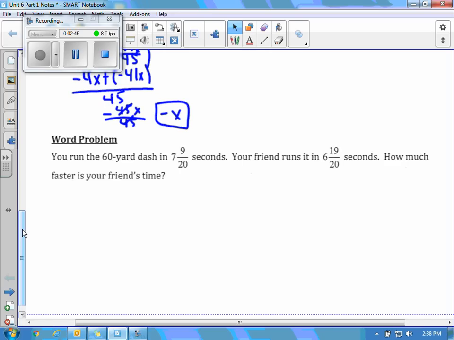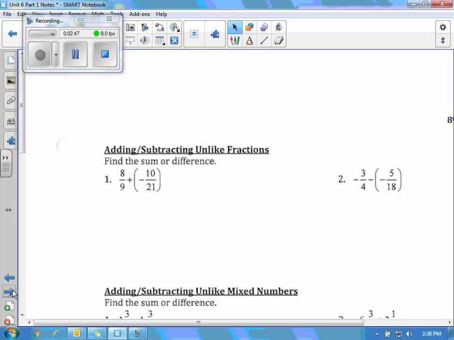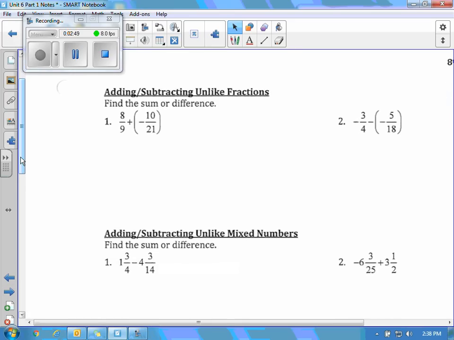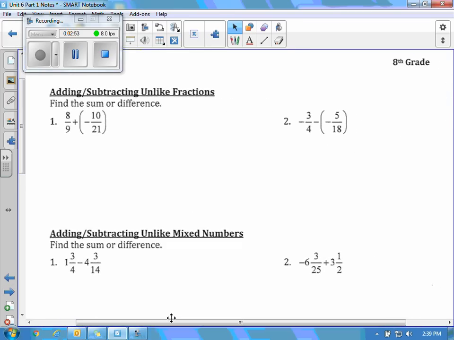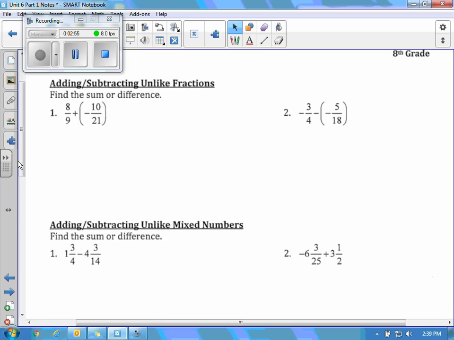If you flip over to the back side of that page, now we're going to look at adding and subtracting unlike fractions. Unlike fractions meaning they don't have a common denominator. So the first thing we need to do is figure out what their least common denominator is going to be. I'm going to leave 1 for you guys. I'm going to do number 2.